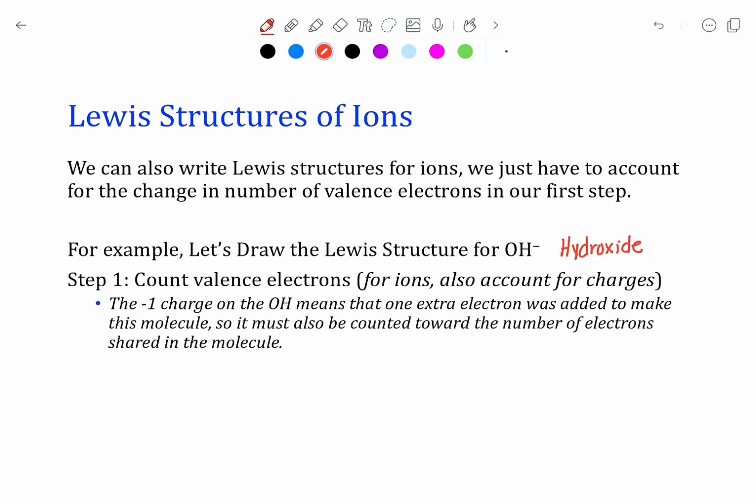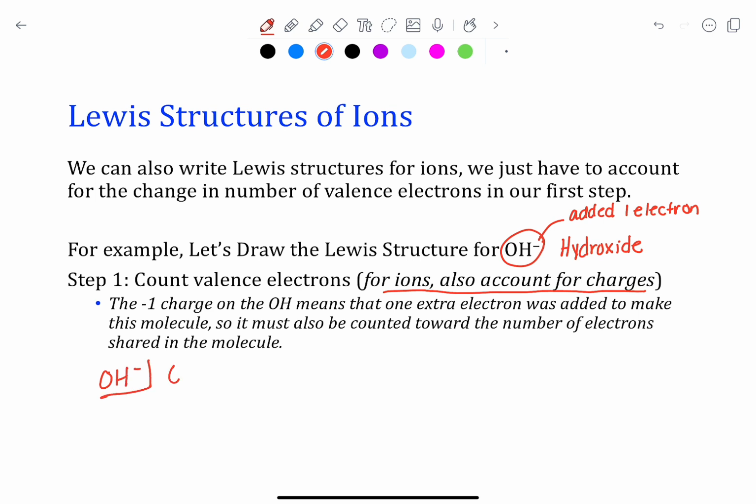So let's count up our valence electrons, and for ions, also account for the charges. Well, this is OH minus. The minus means I've added 1 electron, right? Minus 1 means I have 1 more electron than proton. So for OH minus, oxygen has 6 valence electrons, hydrogen has 1, and I'm going to add my 1 extra electron. That one's coming from my charge. So in total, I have 8 electrons that I'm using to draw this structure.